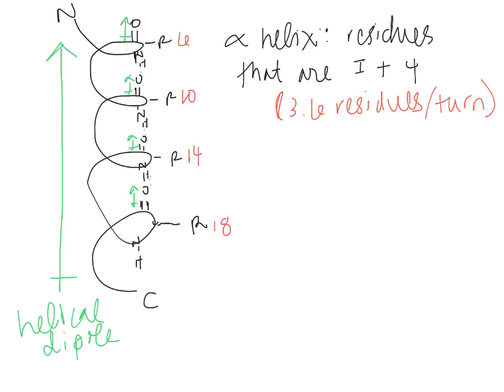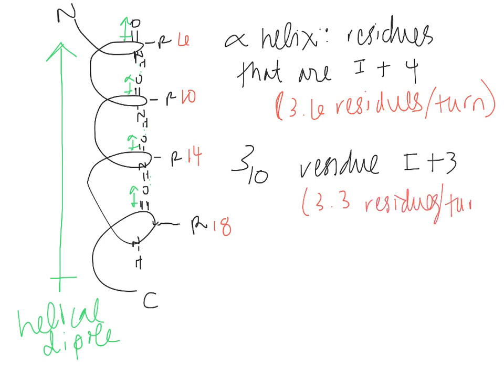Okay. The second one that you need to know is called a 3-10 helix. And this is between residues that are I+3. So these residues would be 3 away, or in other words, it's 3.3 residues per turn. The 3.3 comes when you try and divide 3 into 10. You get 3.3. That's how you can remember it. So it's a much tighter turn. So the cylinder of the helix is skinnier.